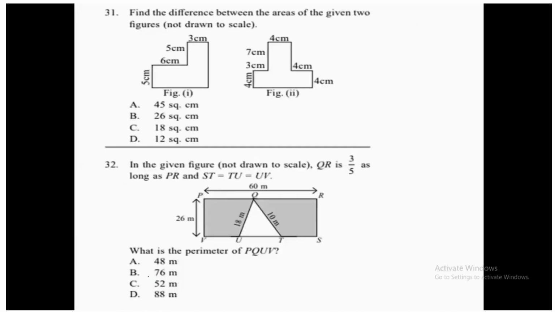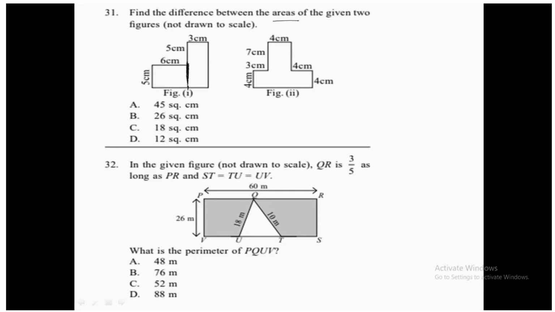Understood, all of you? Let's move on to the next question that we have. The next question we are having is question number 31. Now question number 31 is saying that you need to find the difference between the areas of the given two figures. Okay, we need to find the difference between the areas. Now you have to find the area of the first figure. So how are you going to find it? You can split this whole figure into two rectangles like this.